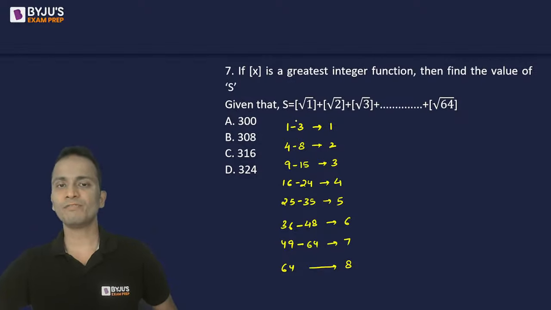Now the first three terms, each of the values will be 1. So the sum of the first three terms will be 1 multiplied by 3. Then starting from 4 up till 8, these are 5 terms. Each of the values will be 2. So it will be 2 into 5. Then the number of terms is 7, 9. This is a sequence, a series.